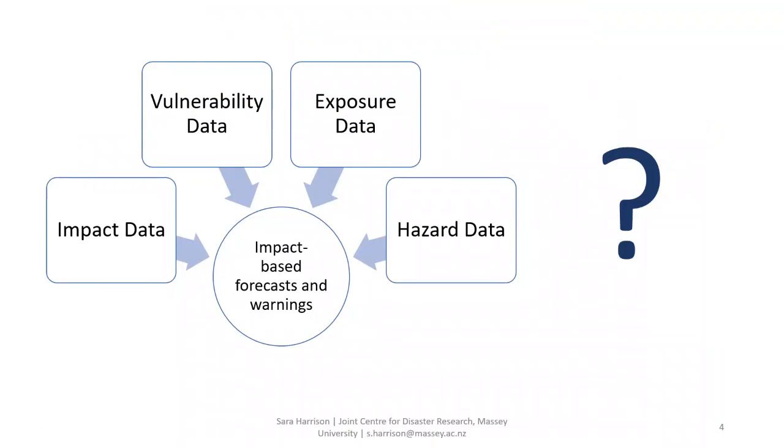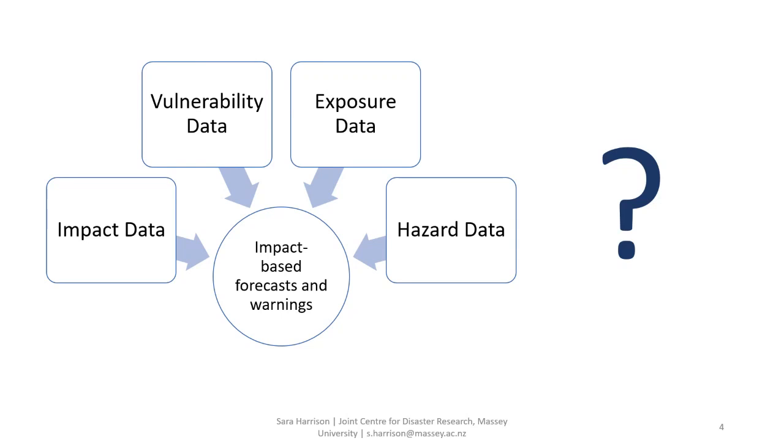What I've found in the literature and from talking to meteorologists and also civil defense practitioners is that there's a lot of data that's needed to support impact-based forecasts and warnings. First, we need the hazard data. Then we need exposure and vulnerability data, which Isabel described really, really well, and impact data. And a lot of the challenges are how to get all of this data, where to find it, and how to bring it all together to support a warning system. Basically how to operationalize it.